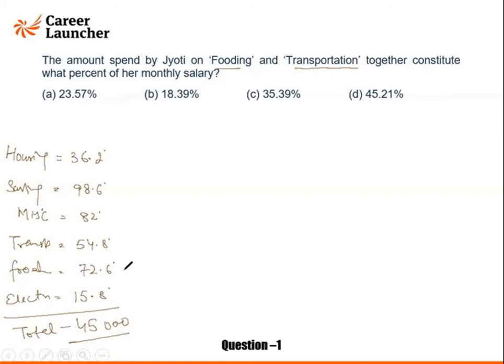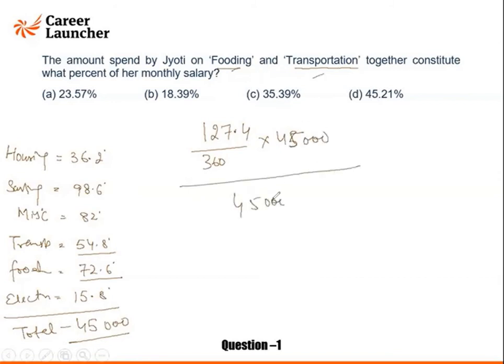So let's say, what is the amount she spent on fooding? It's 72.6 degree. Transportation, 54.8 degree. If you sum this up, you will get 127.4 degree. Right? Now, what we need to do? We need to convert this into percentage. One thing that we can do is 127.4 by 360 into 45,000. That will be the expenses that we have done on fooding and transportation, divided by 45,000 into 100. This is our calculation in actual life.